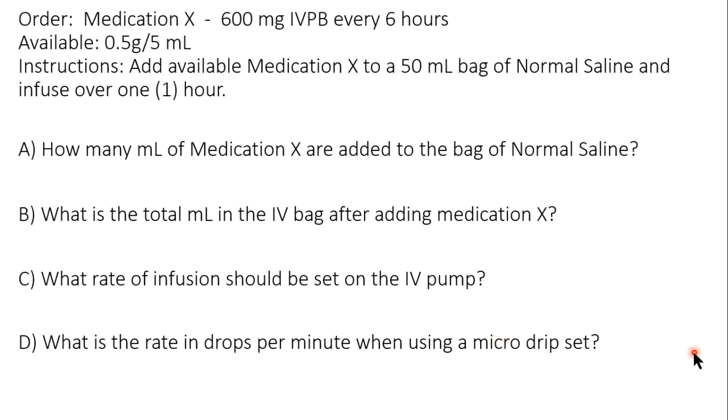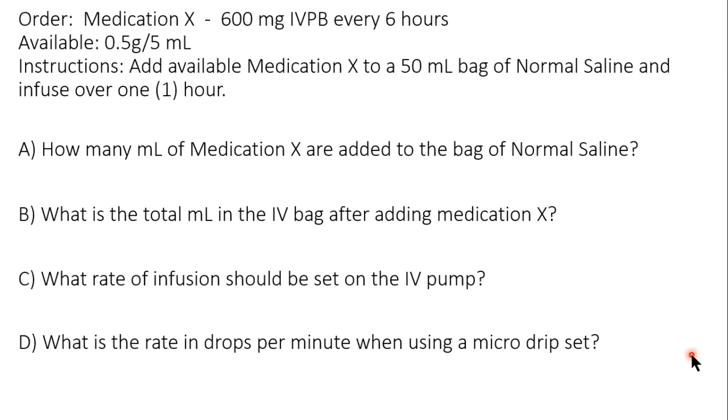So, let's see this one. We have an order of medication X for 600 milligrams IVPB every 6 hours. Available to us is 0.5 grams per 5 milliliters. The instructions are: add available medication X to a 50 milliliter bag of normal saline and infuse over 1 hour.